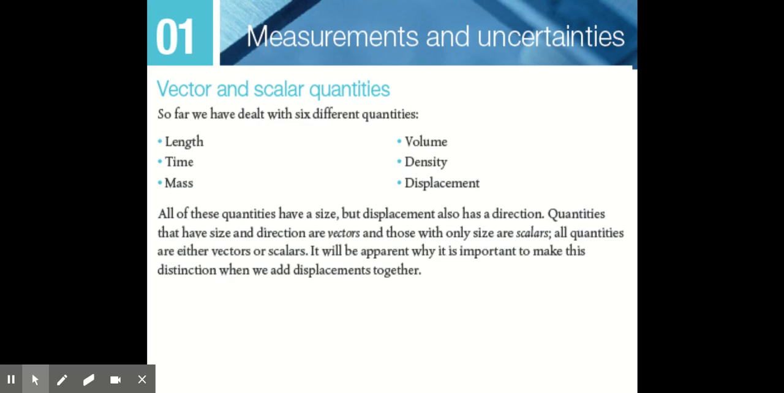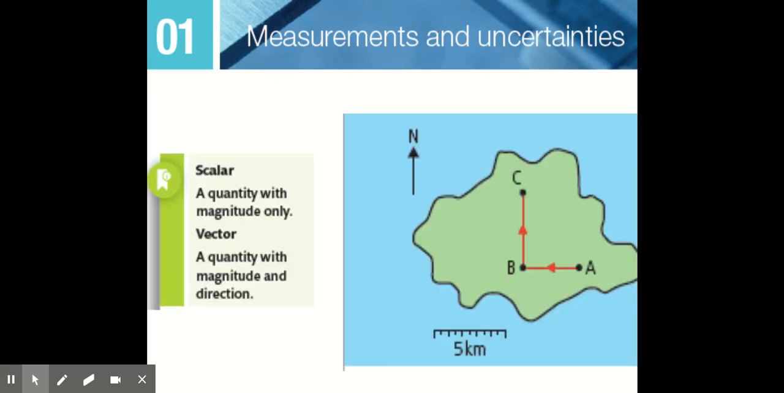The first thing we need to know is the difference between a vector and a scalar. So far, we've dealt with quantities like length, mass, and density. All of these have size, but displacement also has direction. Quantities that have size and direction are vectors. Those with only size are scalars. A scalar is a quantity with magnitude only, and a vector is a quantity with magnitude and direction.